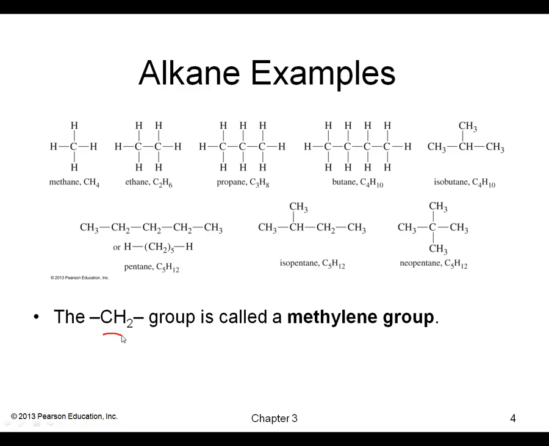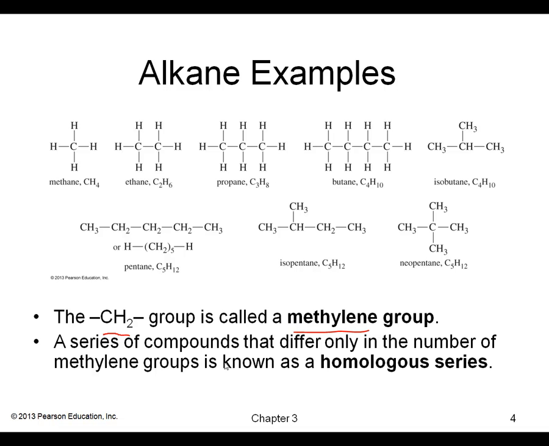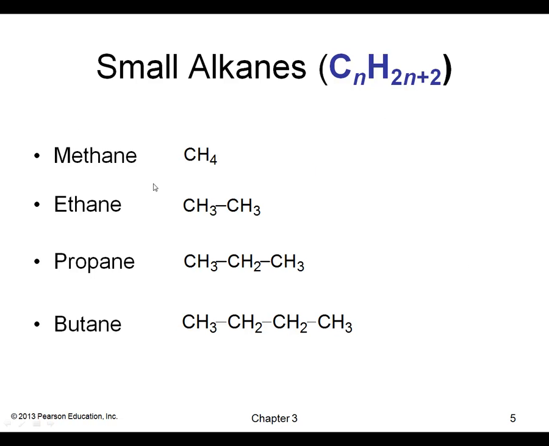The CH2 group in organic chemistry is what's called the methylene group. We say that a series of compounds that differ only in the number of methylene groups is known as a homologous series. Okay, so up here we have a homologous series of alkanes. I just start inserting more and more CH2 groups. Here again, we see that series from methane to ethane to propane to butane.